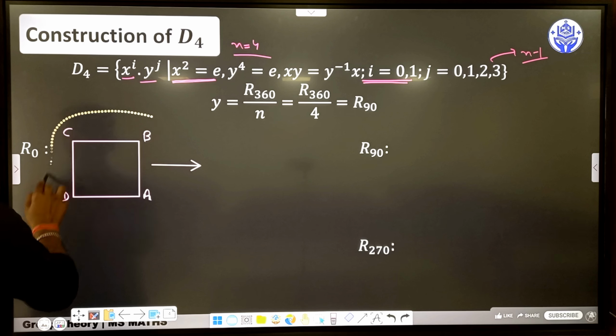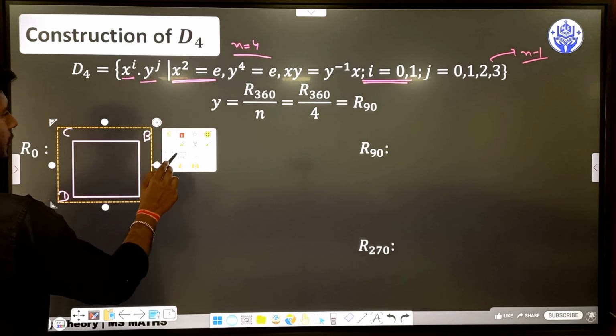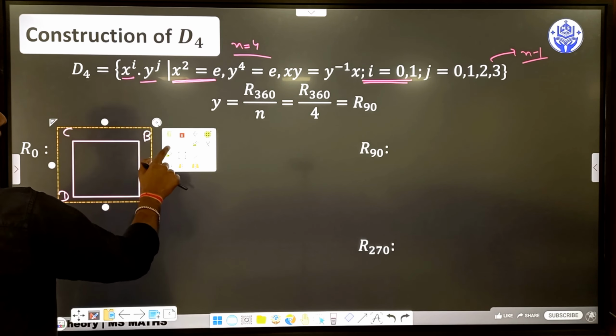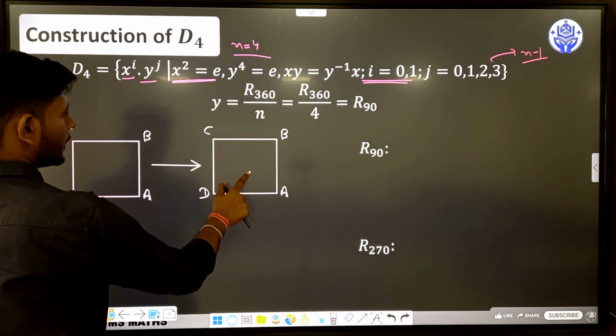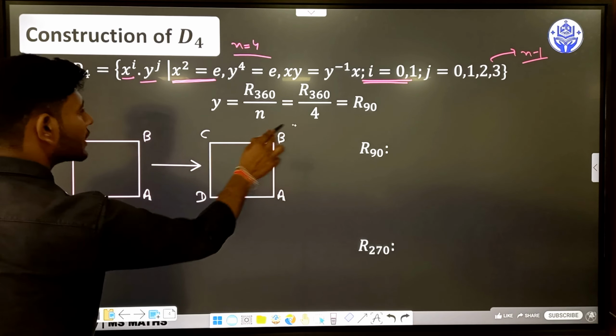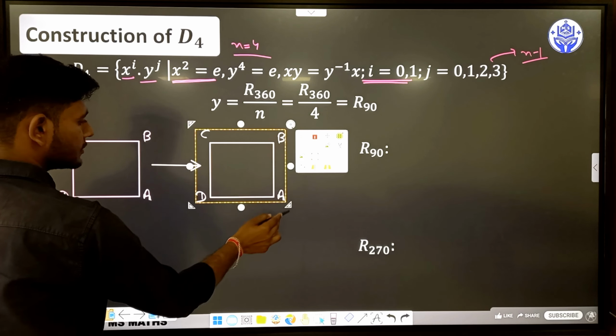Because of that, we can't rotate it. So from here, R means that it is the same, because there is no rotation here. So it is very clear that we can make it like this.